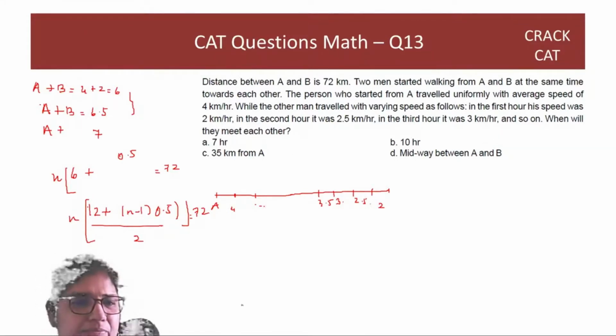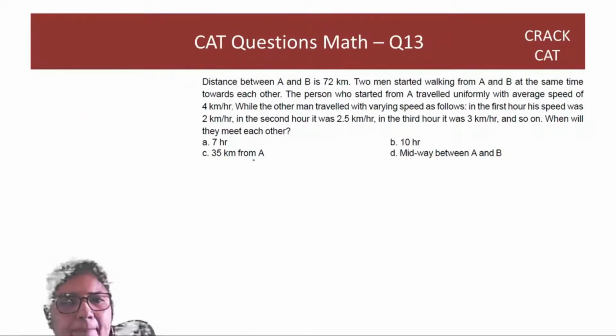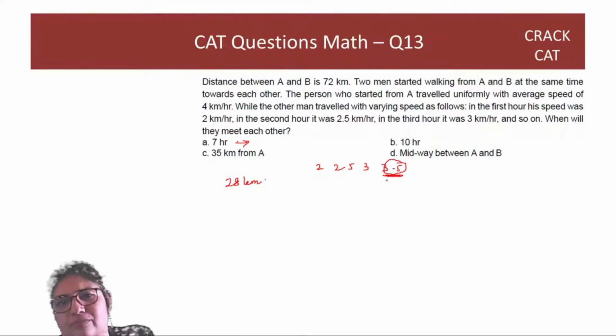Correct? Let's not do that. The other way is you can substitute. So in 7 hours, A will cover 28 kilometers. B's is 2, 2.5, 3, 3.5. This is the fourth term. So in 7 hours, this is the average. The fourth term will be the average. So B will cover 3.5 into 7, which is 24.5. So they are not going to meet. So that's out. This is faster than actually working with a quadratic equation, guys. You'll get a quadratic equation there.